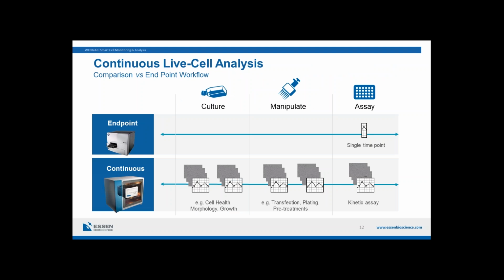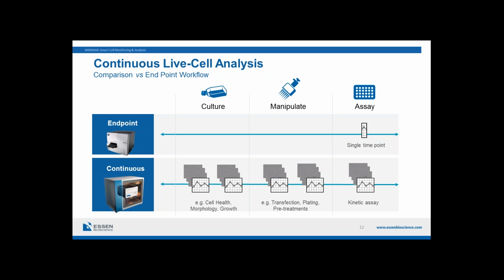To loop back to the analogy I drew earlier, just to illustrate how this differs from traditional endpoint measurements. So for those of you making endpoint measurements with plate readers, for the most part, it seems probable that the first true measurement that you make from your cells is a single time slice at the assay part of this continuum. You don't make measurements through the culture manipulation phases.